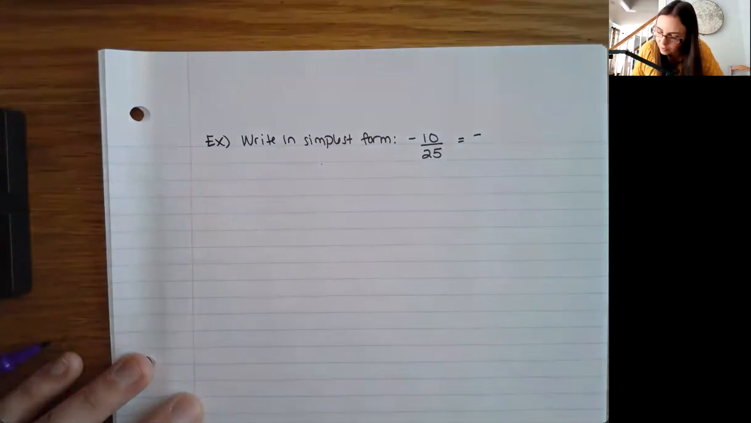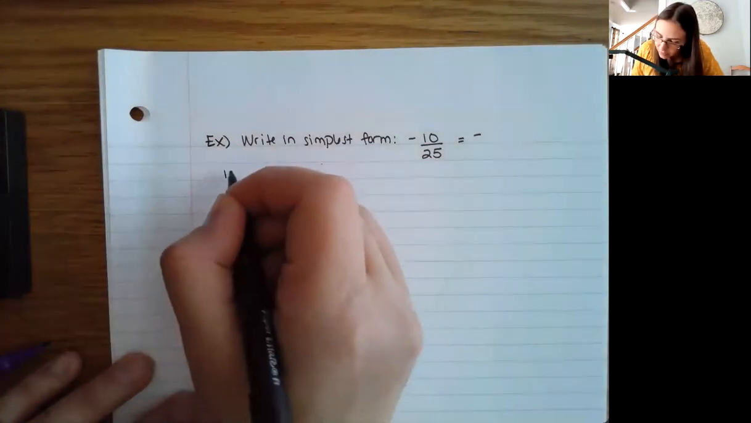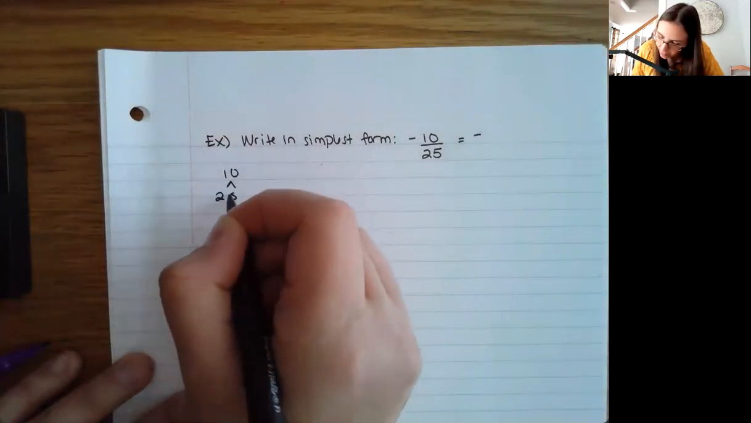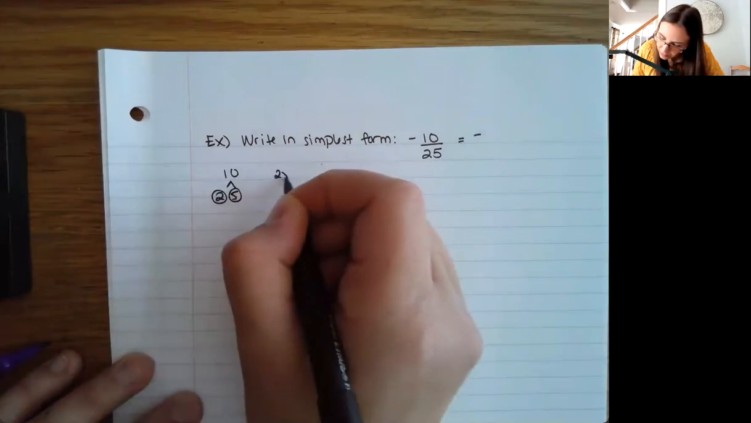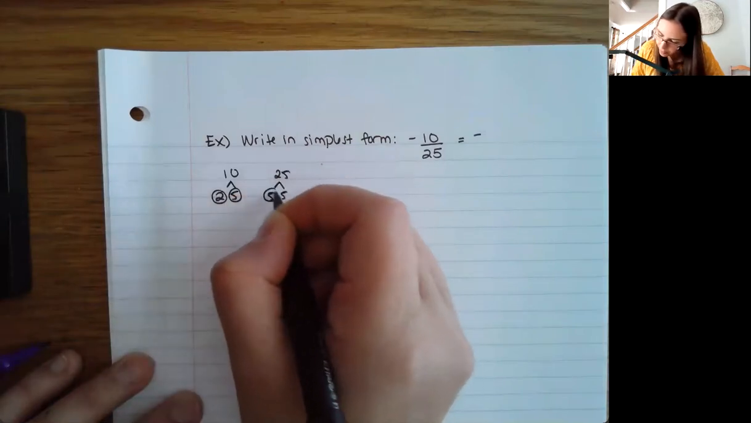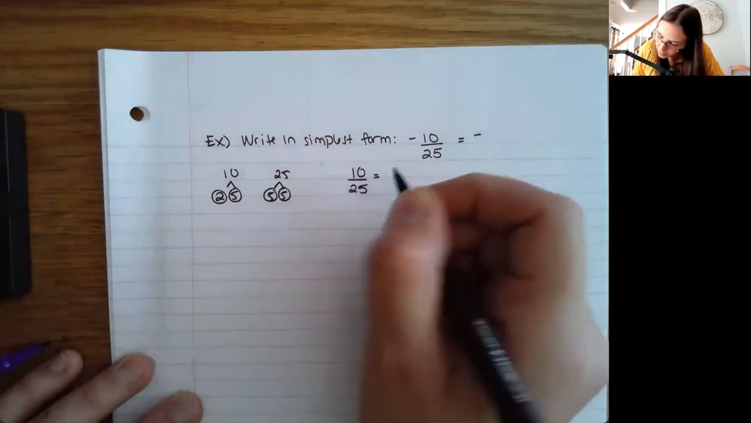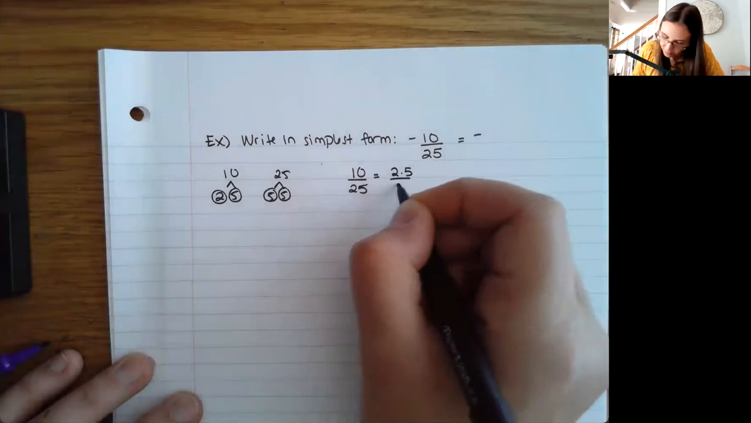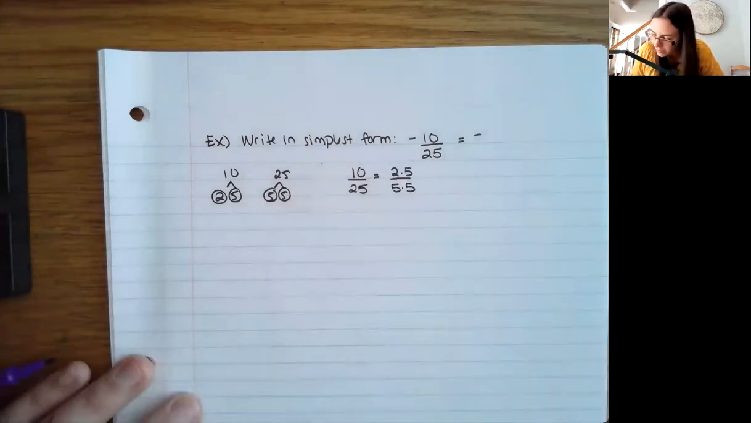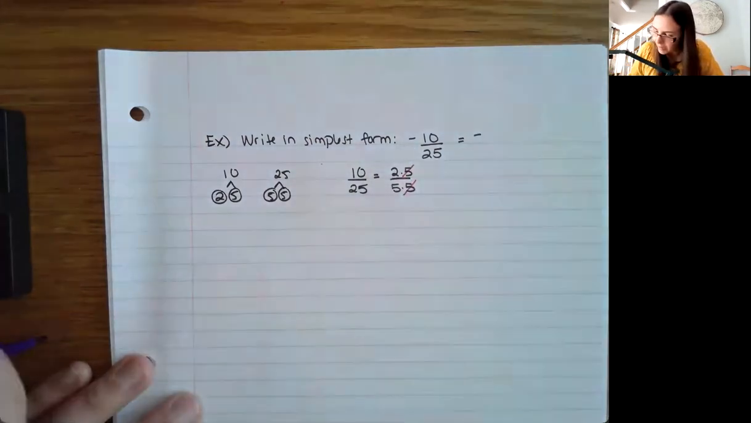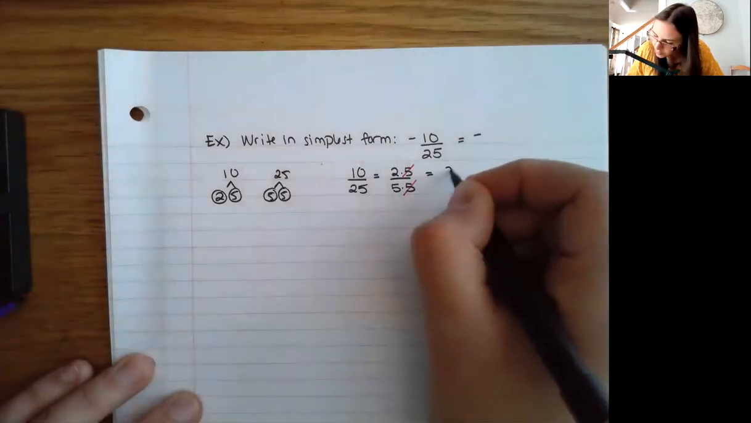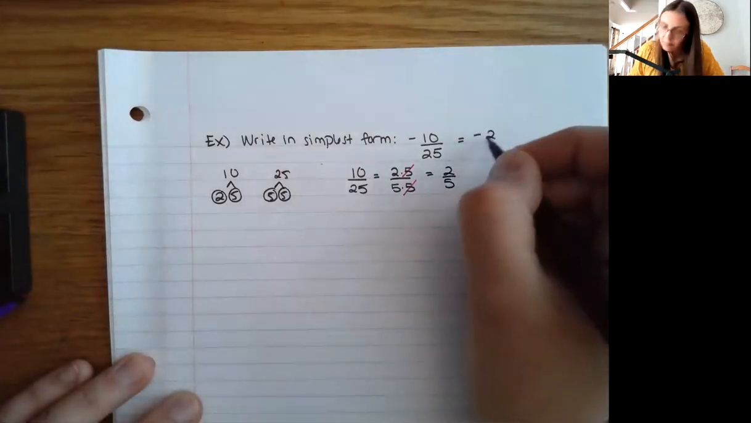So I'm maybe just going to write that in just to remind myself, and then I'm going to go through my factorizations here. So I have 10 is just 2 times 5, those are both prime, and 25 is 5 times 5, which is also both prime. So 10 over 25 becomes 2 times 5 over 5 times 5. So one factor, 5, will cancel, and I have 2/5 left over. So my answer would be negative 2/5 then.